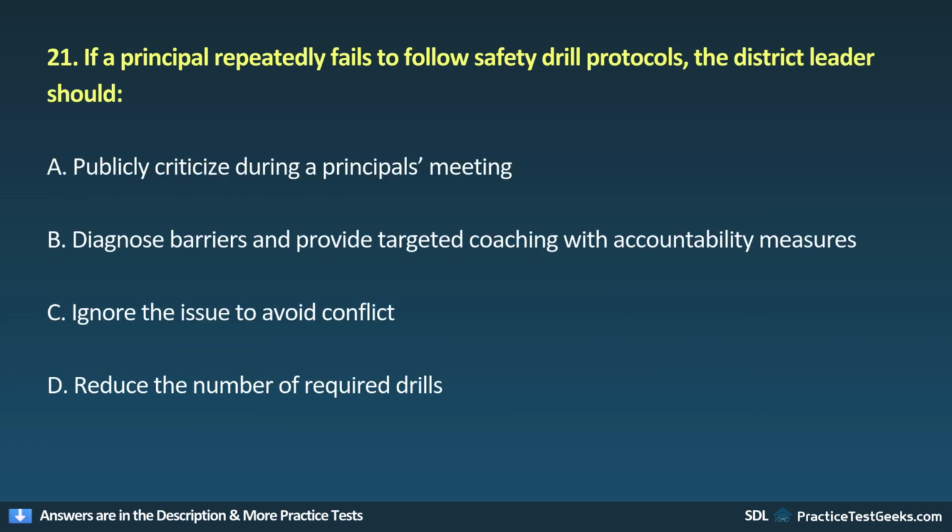21. If a principal repeatedly fails to follow safety drill protocols, the district leader should: A. Publicly criticize during a principals' meeting. B. Diagnose barriers and provide targeted coaching with accountability measures. C. Ignore the issue to avoid conflict. D. Reduce the number of required drills.